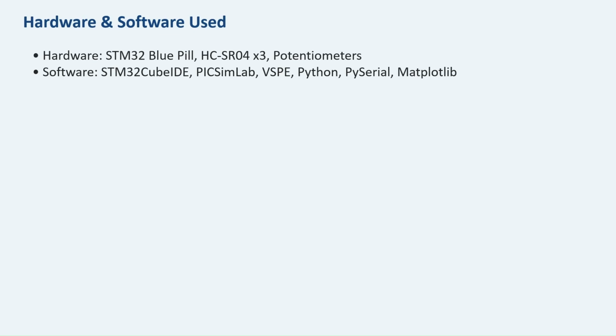And then of course the software part. The STM32 IDE is used for embedded C firmware, which I've already talked about. PixSimLab is used to simulate the STM32 hardware environment. Since PixSimLab's internal UART cannot directly communicate with external applications, VSP creates a virtual serial connection that allows the Python dashboard to receive and display values. The Python dashboard receives the UART data and displays vehicle parameters. That is what is given here.